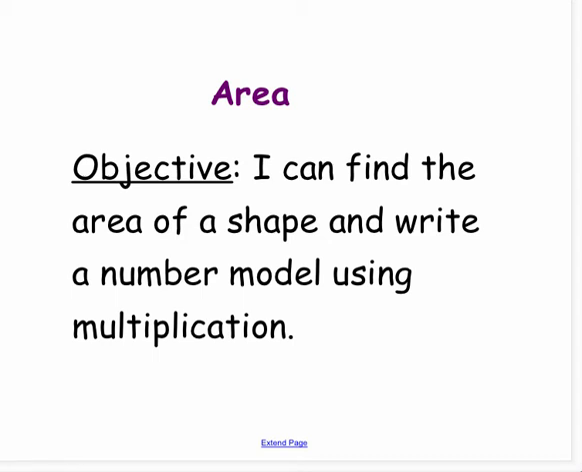Hi, welcome back. Today we're going to talk about area. Objective: I can find the area of a shape and write a number model using multiplication.